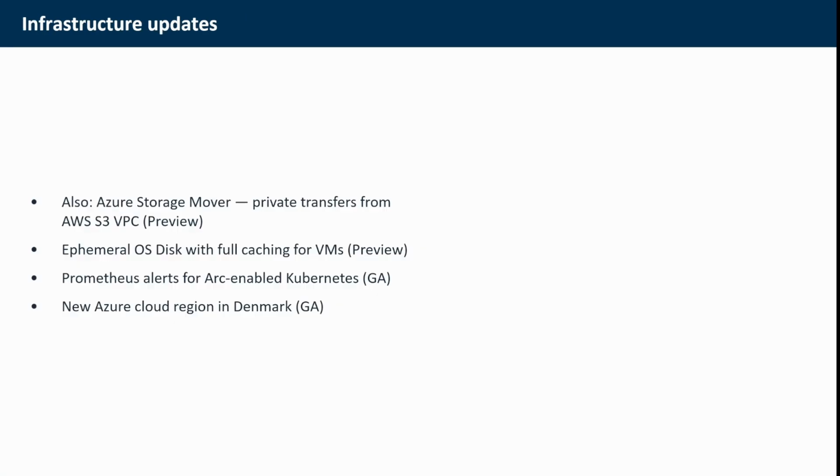More previews. Azure Storage Mover can do private transfers from AWS S3 VPC to Azure Blob, and ephemeral OS disk with full caching is now in preview for VM and VM scale sets. And 2 more GA items. Prometheus alerts for Arc-enabled Kubernetes are GA, and there is a new Azure Cloud region in Denmark.